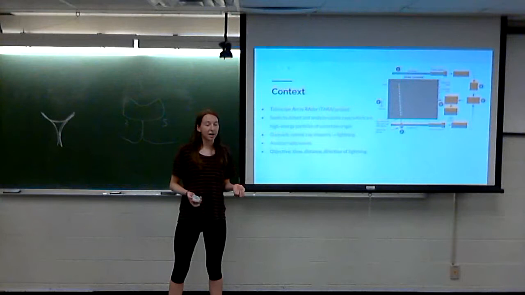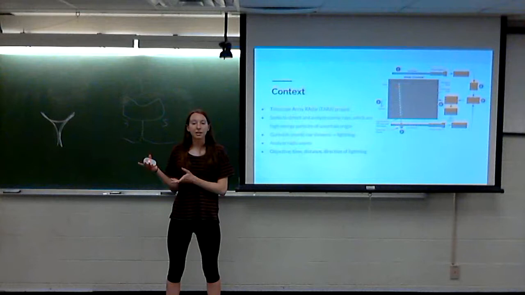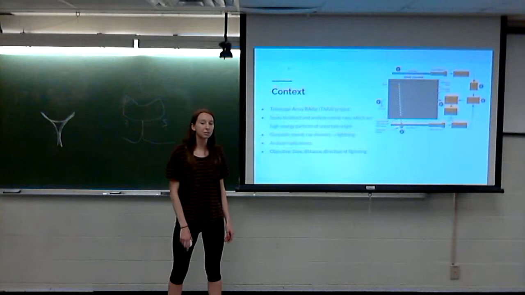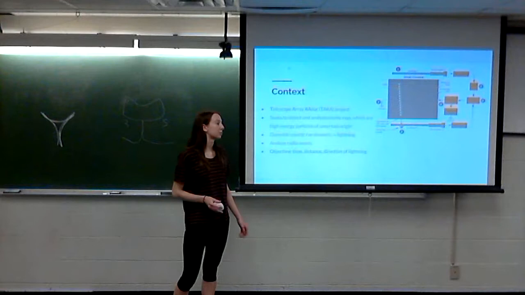Cosmic ray showers and lightning strikes give off radio waves, and if we know exactly when lightning strikes, then we can trigger the antenna to start recording data and analyze what exact type of radio wave we're receiving to determine whether it's cosmic rays or lightning or a mixture of the two. So we're trying to determine the time, distance, and exact direction of the lightning as exactly as possible.